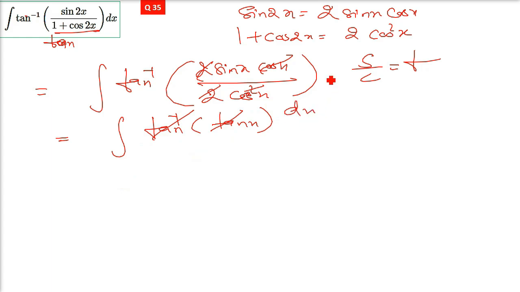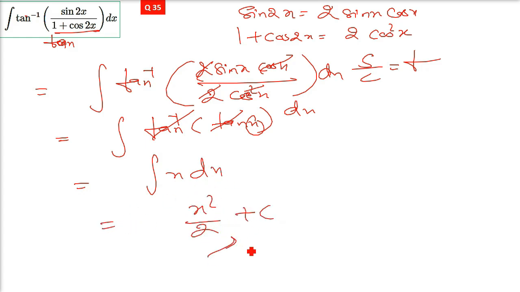Integration of x is simply x square by 2. Integration of x raised n is x raised n plus 1 by n plus 1. This is x square by 2 plus the constant of integration, standard answer for you.